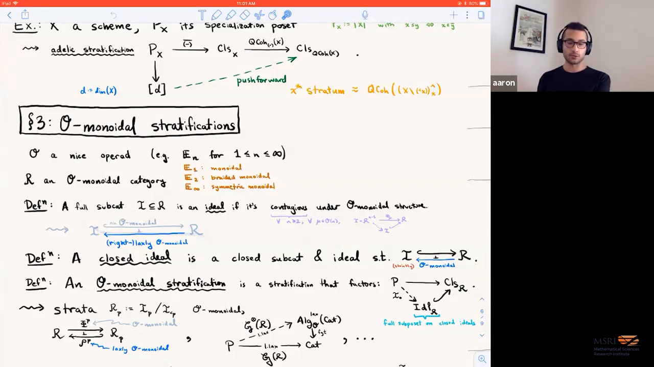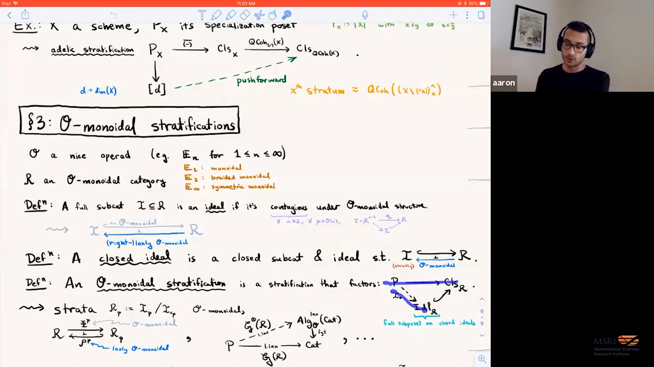And so now I'll make the definition of a closed ideal. It's simultaneously a closed subcategory and an ideal. And then there's one compatibility condition, which is that this right adjoint is actually strictly O-monoidal, or strongly, or whatever, I always forget which is which. I need to require that this is strictly monoidal. And that's the condition to be a closed ideal. And that's it. Now I can define an O-monoidal stratification.